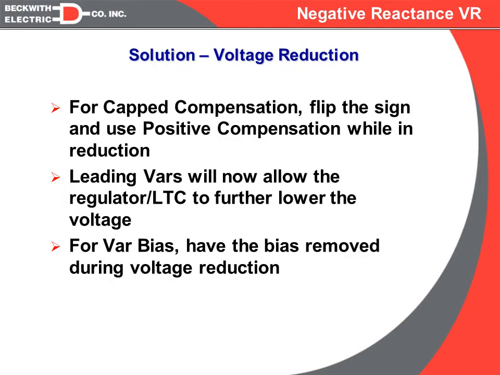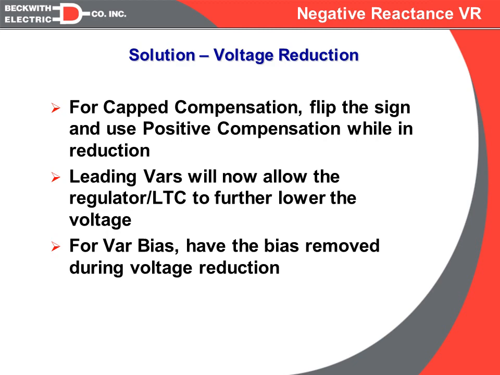So, the possible solutions for that. If we're using capped compensation, we can flip the sign and be negative compensation while in normal mode, but go to positive compensation while in voltage reduction mode. That way, leading VARs will not allow the regulator LTC to raise the voltage, but will actually induce them to further lower the voltage if we have leading VARs, which is a good thing. If we're using VAR bias, what we can do is simply disable the biasing of the edges while we are in reduction.